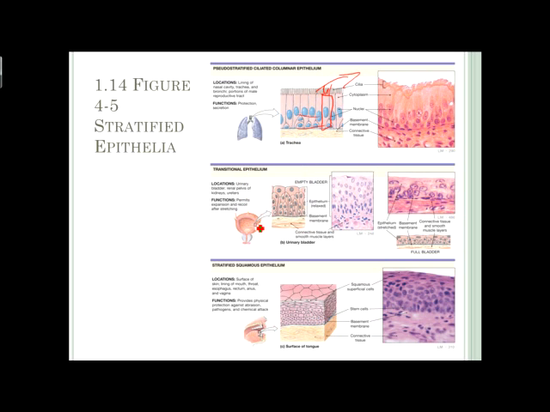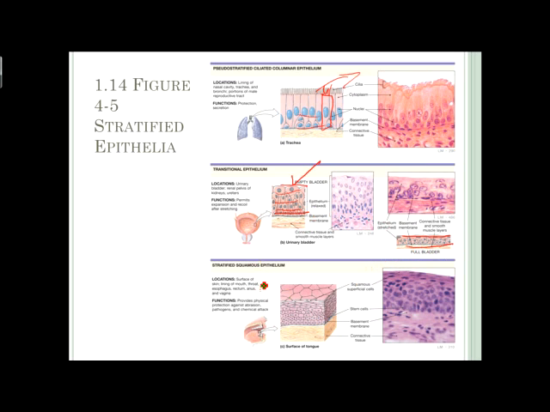We have transitional epithelium, and there are multiple layers here. We'll take a look at this, and this is going to be in the urinary bladder. The reason we have multiple layers here is that the urinary bladder stretches. An example of this: this right here is an empty bladder, which has a thicker lining, and this right here is a full bladder, where it stretches out.